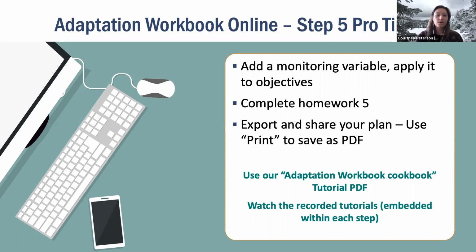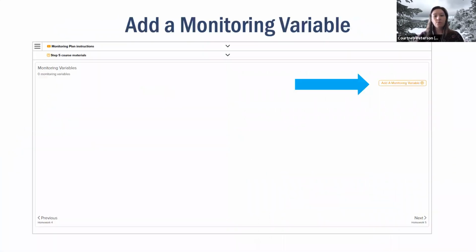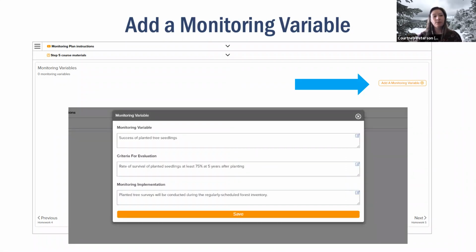And so I'll show you kind of where you want to go to click to be able to do that this week. When you go into the adaptation workbook and you're pulled up to step 5, you'll see a little box that says add a monitoring variable. So you'll want to click on that, and then it'll pull up another pull-out box. This is where you can add your monitoring variable, your criteria for evaluation. Again, what does success look like as you're monitoring? And then what is your implementation plan? So what does that look like, and how are you actually going to achieve your monitoring and implement it on the ground? And then you'll want to be sure that you save that.